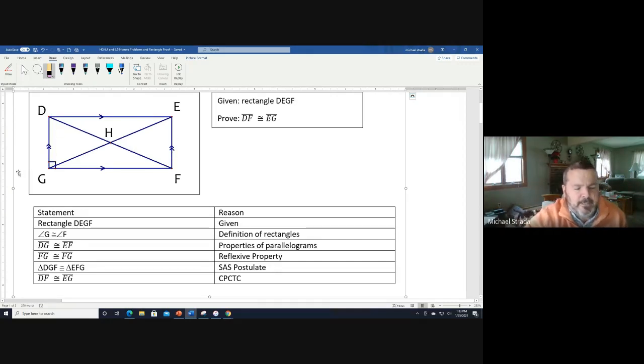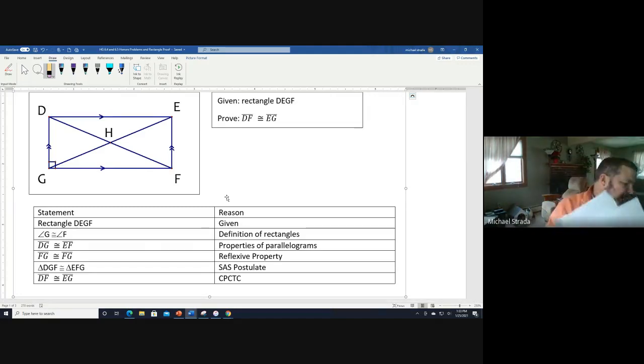DGF is congruent to EFG, by side angle side, not hypotenuse leg. We talked about that on Friday. And then finally, DF is congruent to EG, which tells us the diagonals of a rectangle are congruent. Again, we will talk about proofs next week before you take that quiz.